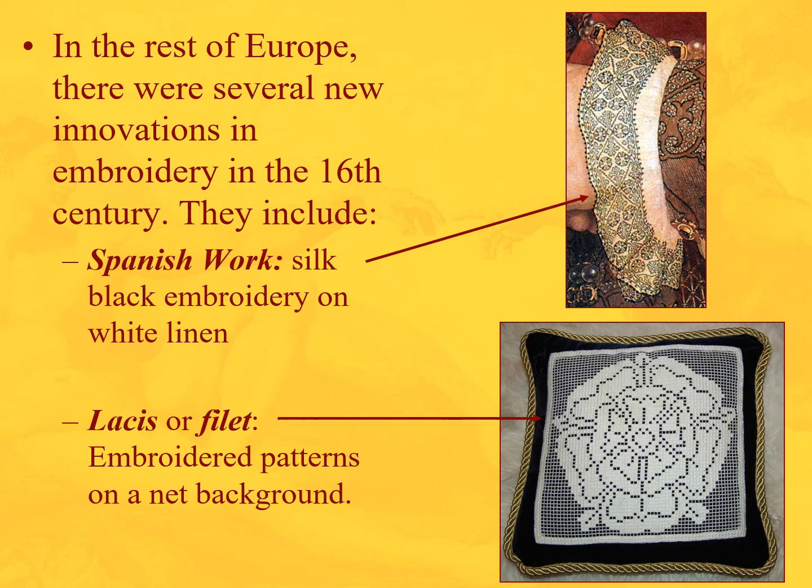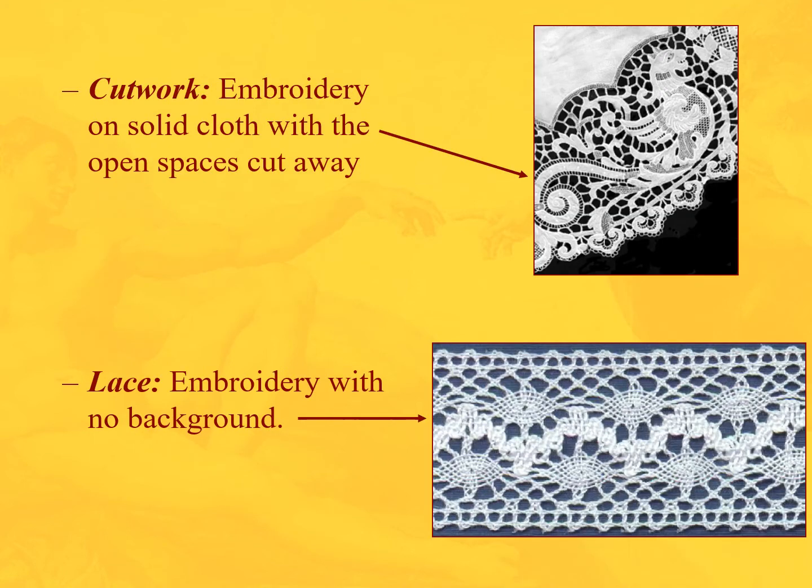Lace or fillet, embroidered patterns on a net background, so it kind of looks like a throw pillow in your aunt's home. Cut work, which is just basically embroidery on solid cloth with the open spaces cut away. All these mostly are collars and cuffs, by the way. And then, of course, lace, embroidery with no background.